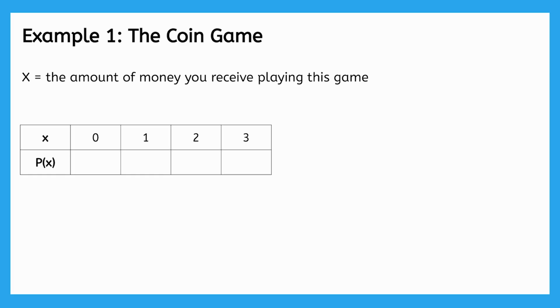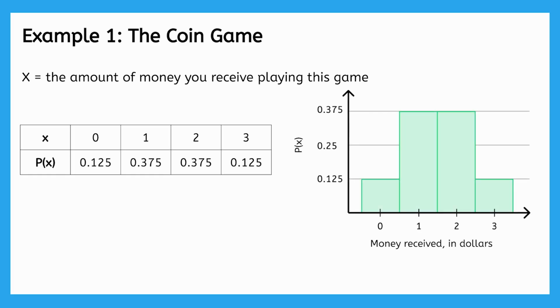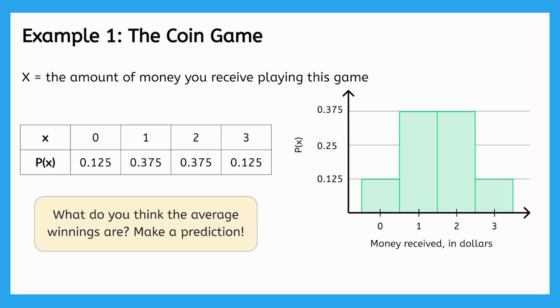In the last lesson, we completed this probability distribution in both tabular and graphical format. From looking at the table and graph, how much money can you expect to win on average when you play this game? Make a prediction before we calculate it together.